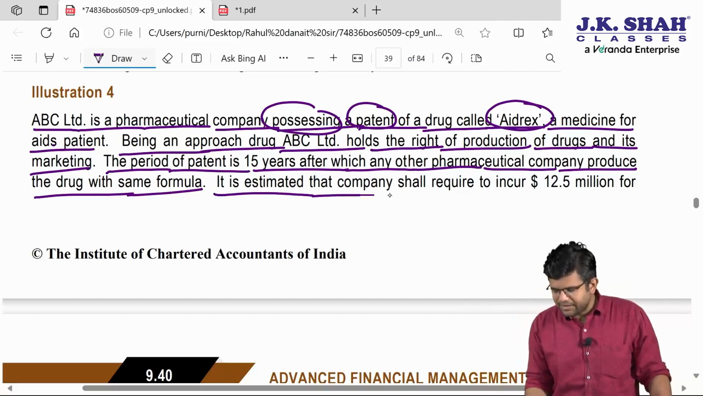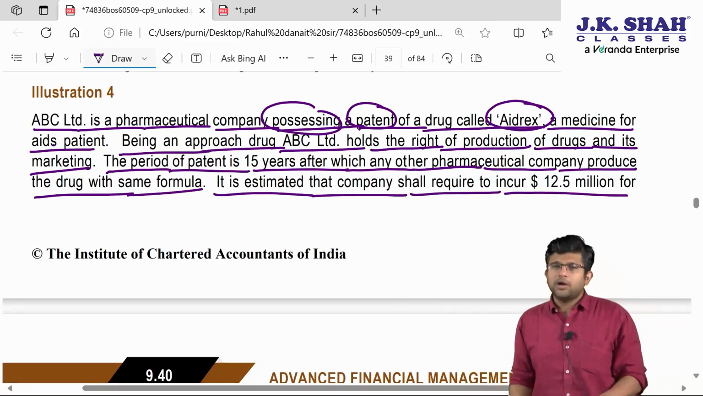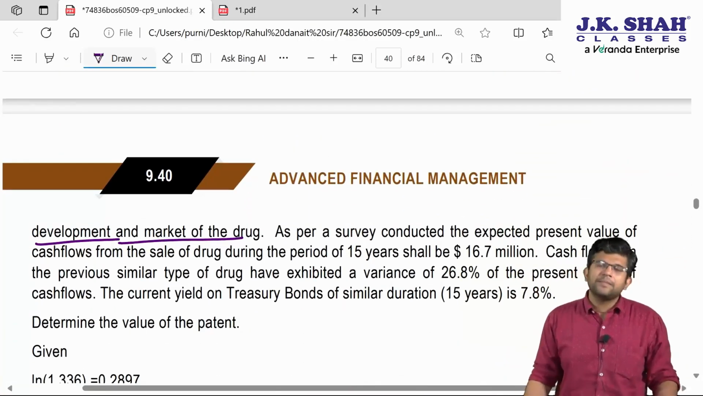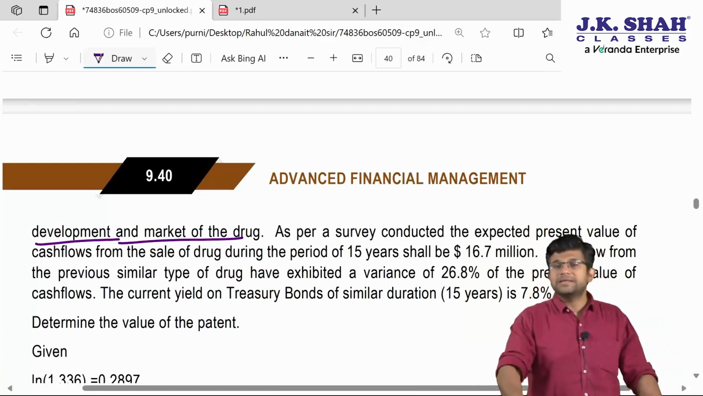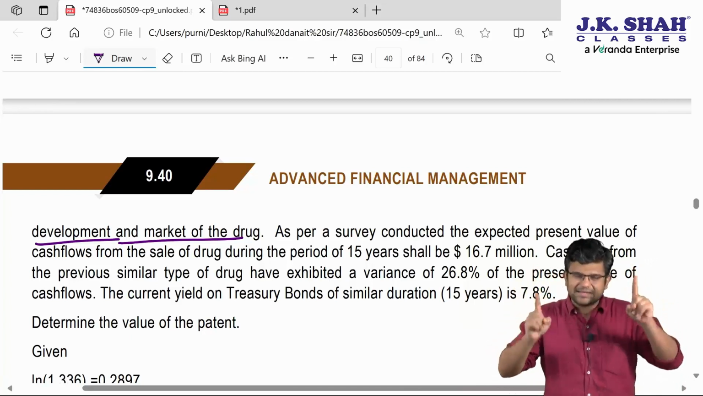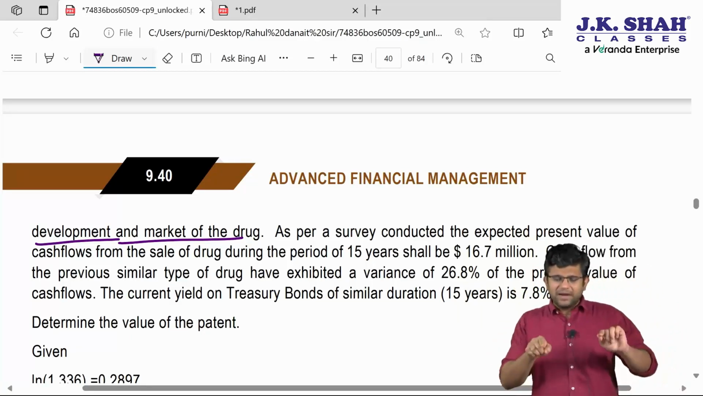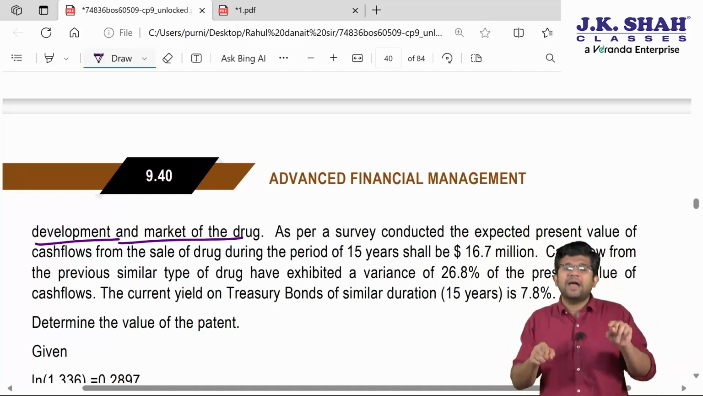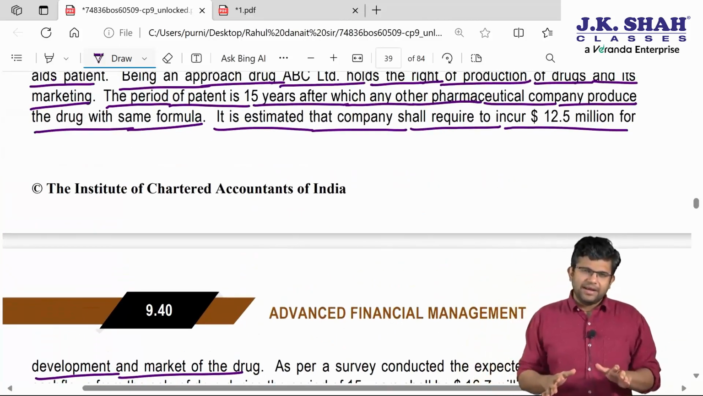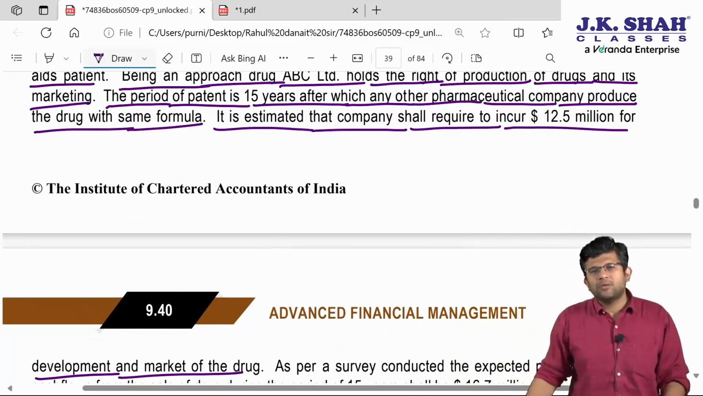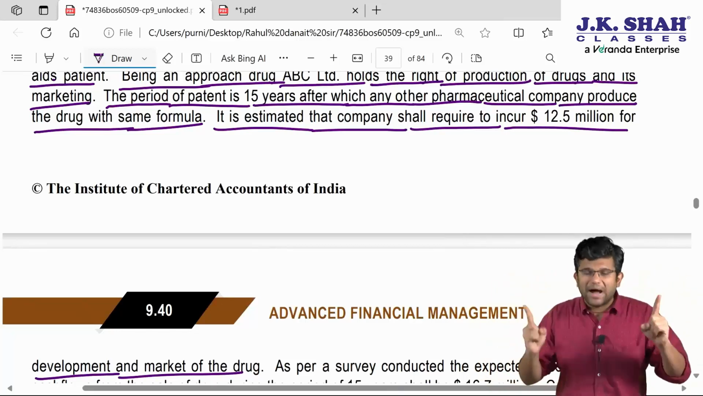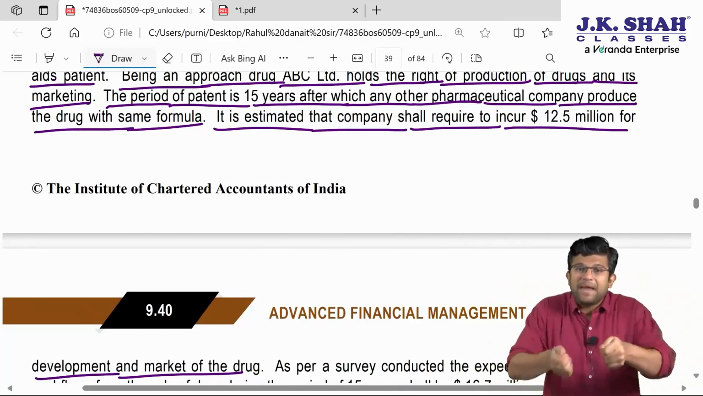It is estimated that the company shall require to incur 12.5 million for development and market of the drug. Now students, what does this mean? Listen carefully. It means that if this company decides to exercise this option, can I say it will have to pay, correct? It will have to pay $12.5 million, right, for producing the drug. Now can I say this is very similar to a call option? A right to buy involved a payment, right?